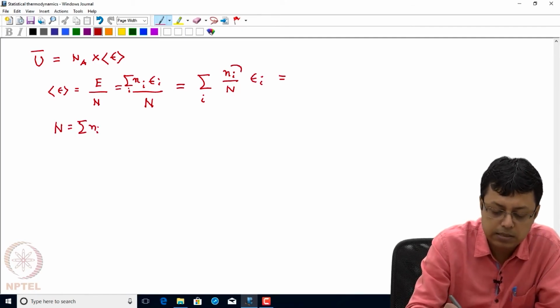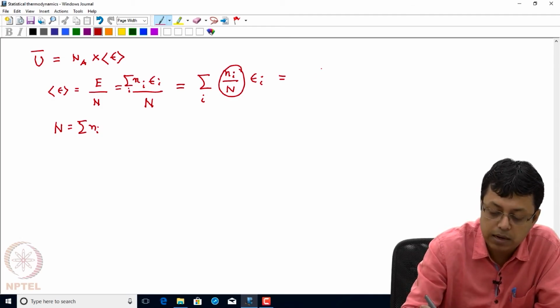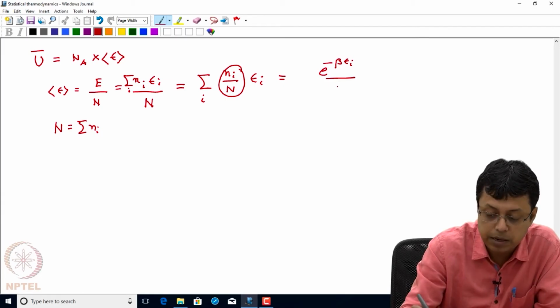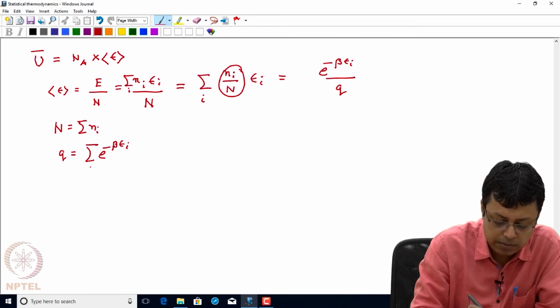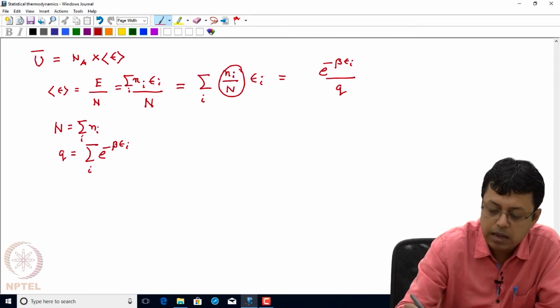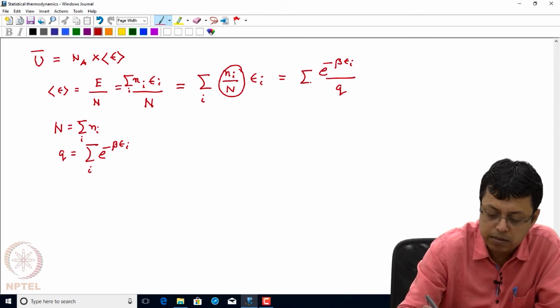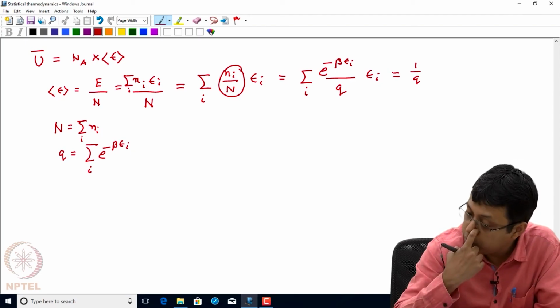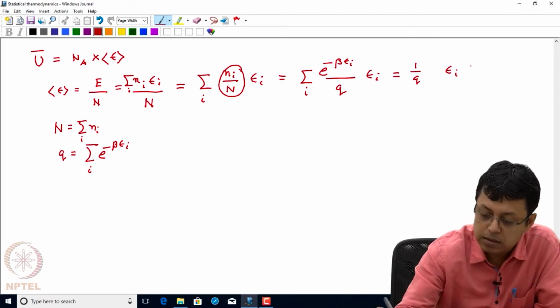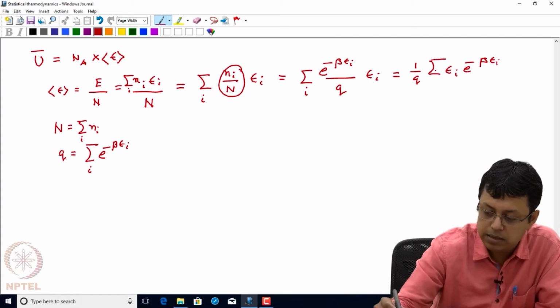And then what is this thing? This is the probability distribution, and that is nothing but e to the power minus beta epsilon_i divided by the sum over e to the power minus beta epsilon_i, which is q. So q is the sum over e to the power minus beta epsilon_i. And then I have this sum over i of epsilon_i. So I can take the q outside, and it will be epsilon_i e to the power minus beta epsilon_i.